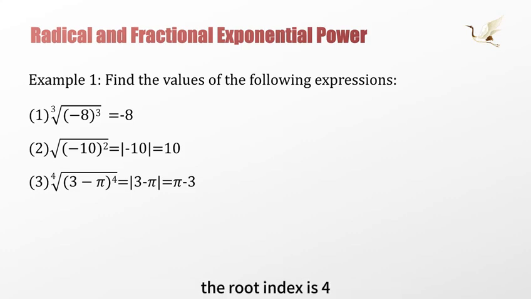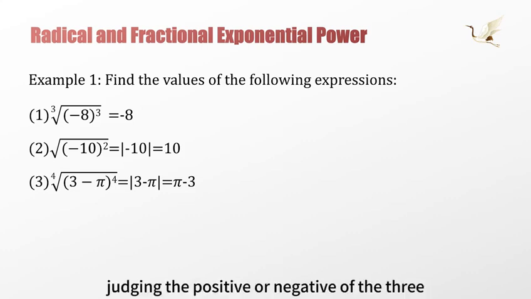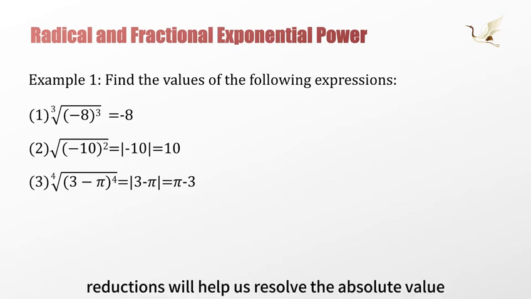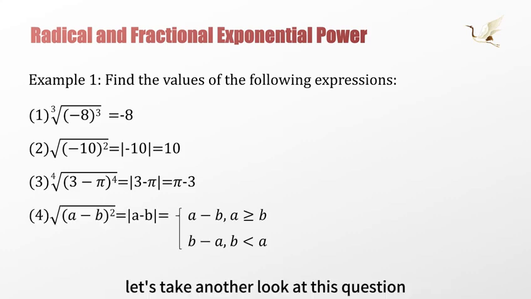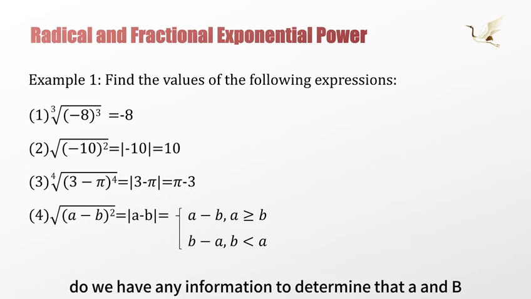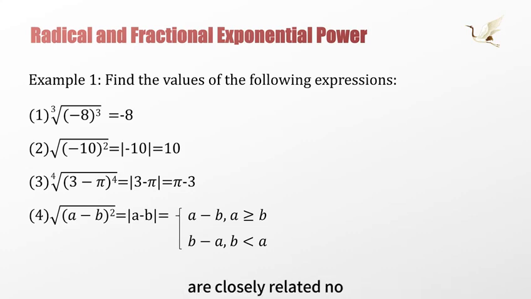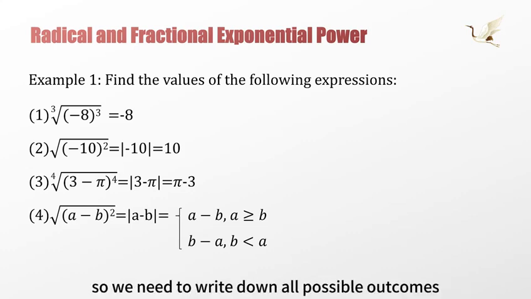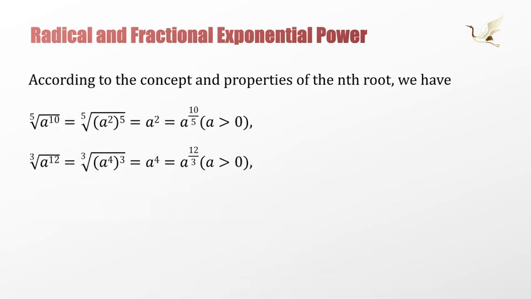The root index is 4, which is an even number. What do we need to judge? Judging whether the expression with 3 minus the fraction is positive or negative will help us resolve the absolute value. Let's take another look at this question. When it is equal to the absolute value of a minus b, do we have any information to determine the relationship between a and b? No, so we need to write down all possible outcomes.